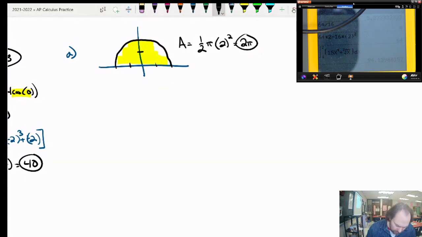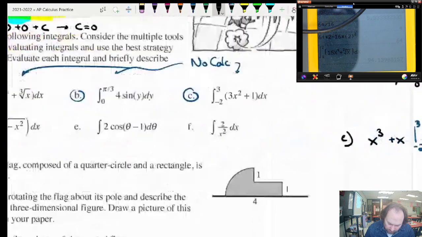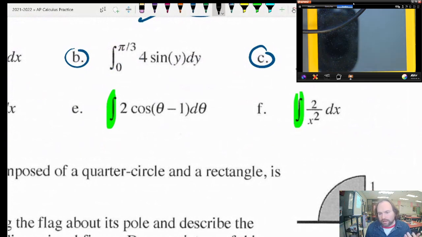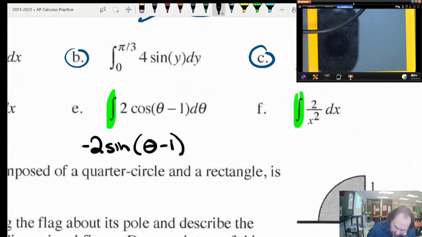So that's question D. E and F are both general antiderivatives. These are indefinite integrals there. So we can do these without a calculator because there's no way to do them with a calculator. So you have to use your rules. This is -2 sine of theta minus 1 plus C. Oh, no, sorry, +2. Whoops, I withdraw. Because the derivative of sine is cosine. Opposite of what happened in question B up above.